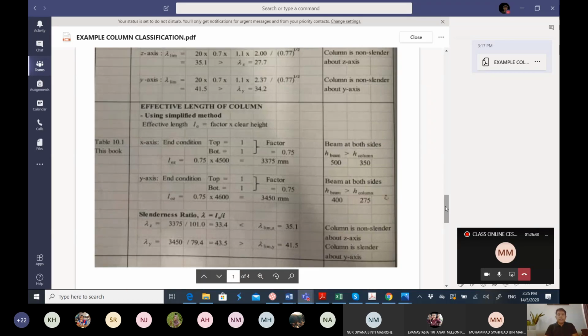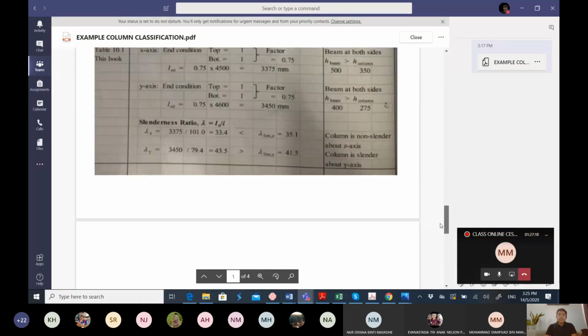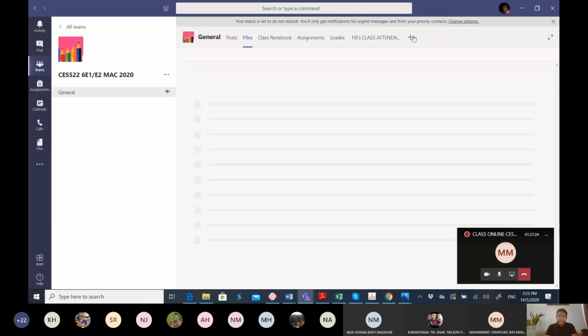This is just a simplified method for you to calculate the effective length of the column. You may study it by yourself. Normally we don't use it, but if you would like to use it in your exercise or in your exam, I will accept it. I will have no problem with you using this method because it's already here. I think that's it for the column classification.